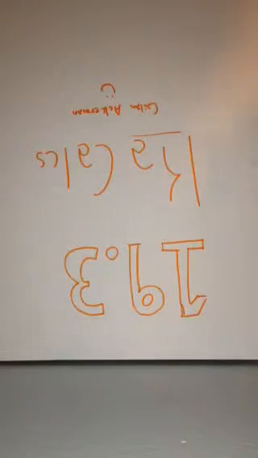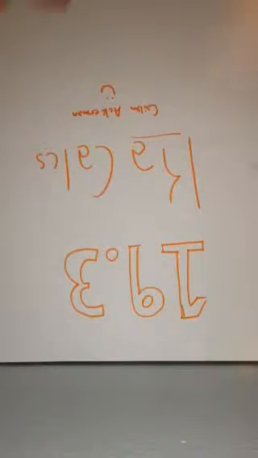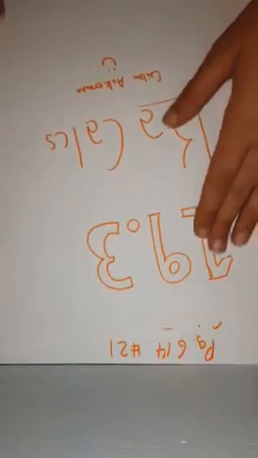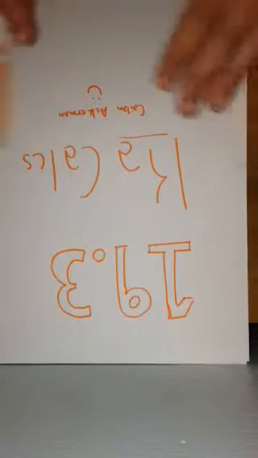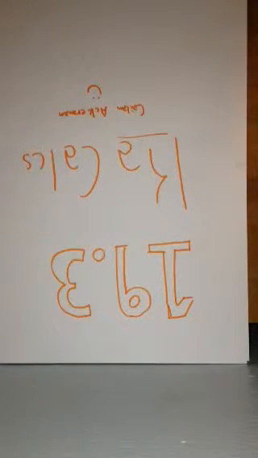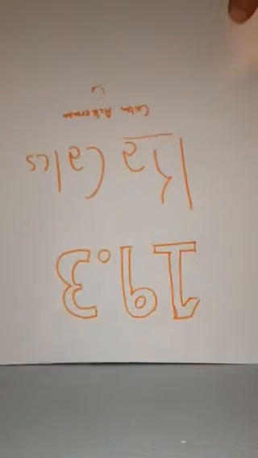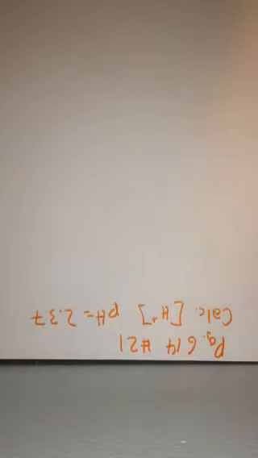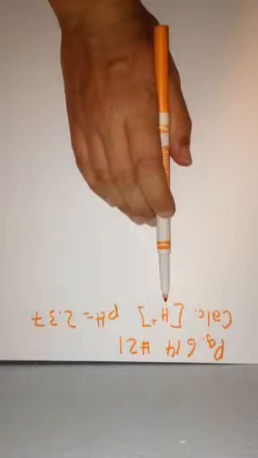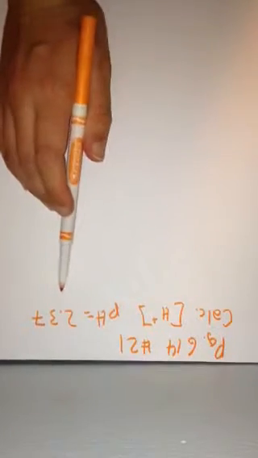So my topic is section 19.3, which is focusing on Ka calcs. Ka is the acid constant, and we're going to be solving for it. Our first practice problem is going to be page 614, number 21, which asks you to solve for the concentration of H plus given the pH.